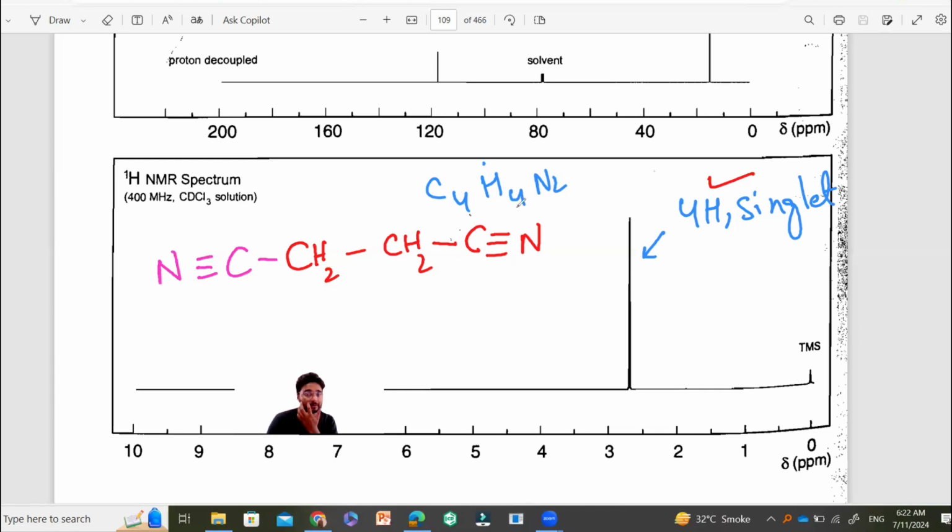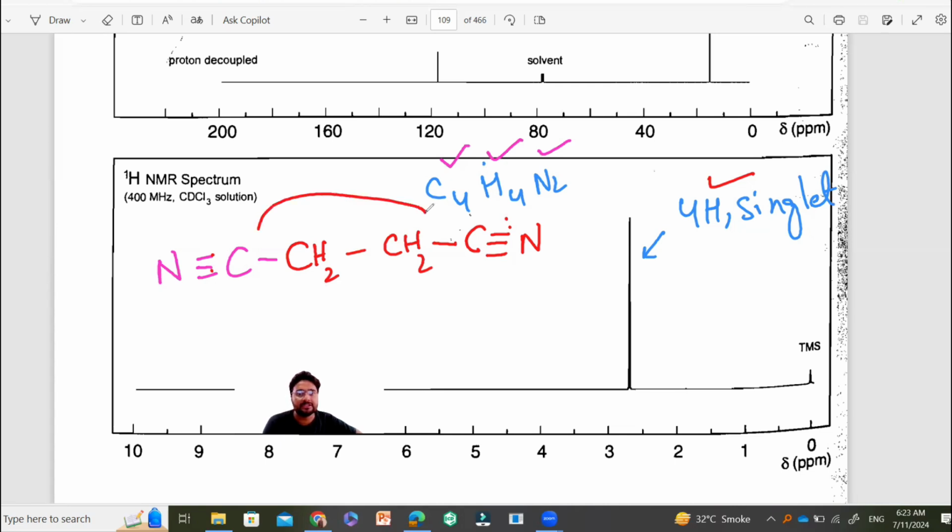If you see this compound, the molecular formula of this compound is C4H4N2. The degree of unsaturation: this compound contains 2 pi bonds over here and 2 pi bonds over here, so a total of 4 pi bonds are present. So the degree of unsaturation of this compound is 4, not 6. Triple bond, degree of unsaturation 2; 2 over here, 2 over here. So the degree of unsaturation is also complete.